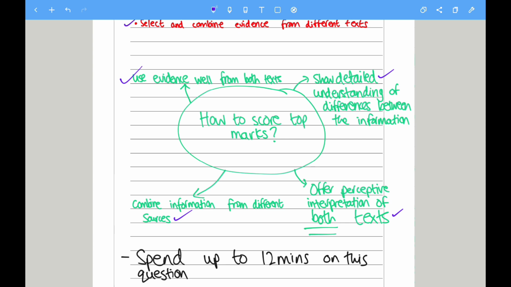In terms of time, you should spend up to 12 minutes on this question. But to be honest, a lot of students can finish this question within, I would say, 10 minutes. So anything more than 12 minutes, that's taking too long for the question.